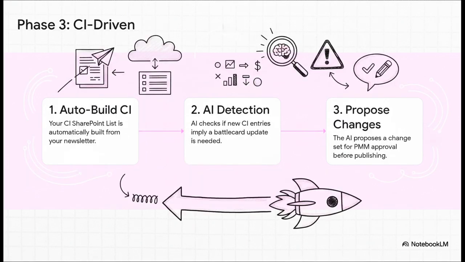And phase 3 is where things get really intelligent. Remember that automated CI list from your newsletter? Well, now you can have an AI monitor that feed. When a new entry comes in, like say a competitor changes their pricing, the AI flags that the Battlecard might be out of date. It can even propose the exact change for you to review, approve, and then publish. This flips your whole system from being reactive to proactive.